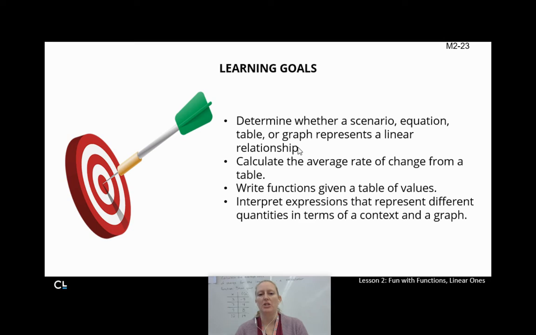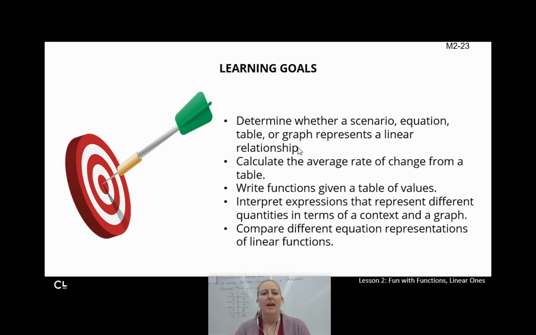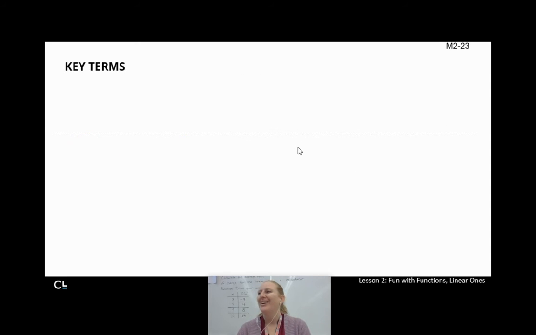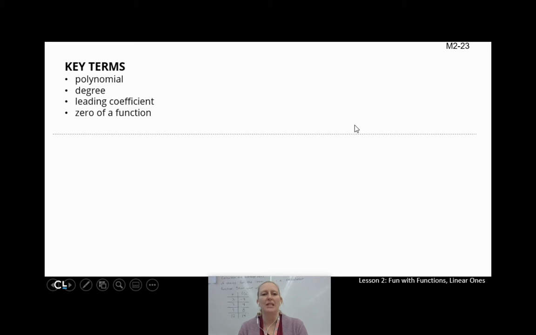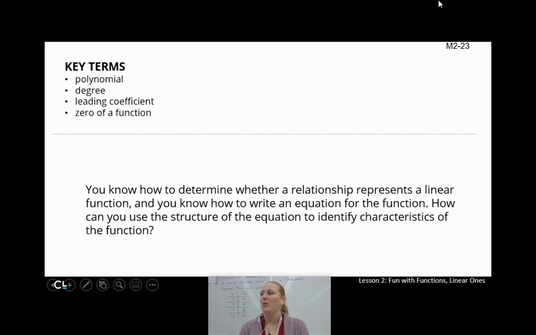And interpreting expressions that represent different quantities in terms of context, a graph. What are these things? What do they mean? And compare different equation representations of linear functions, because there are different ways to write our equations for linear functions. So our key terms: polynomial, degree, leading coefficient, zero of a function. We'll be getting into some of those in the coming bits here.